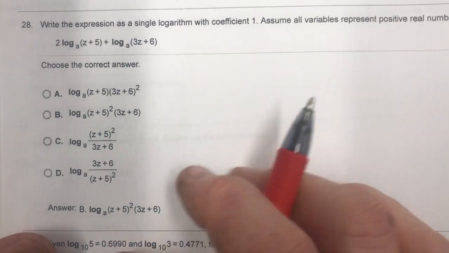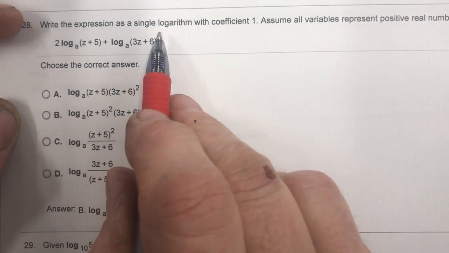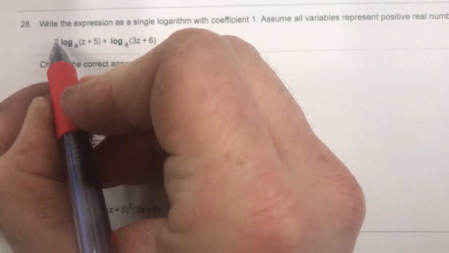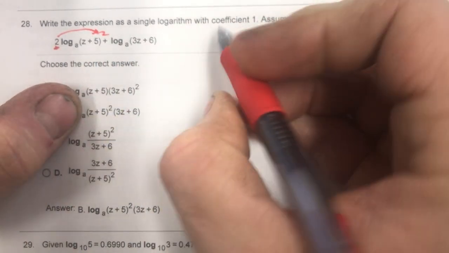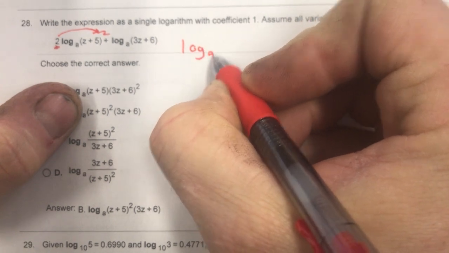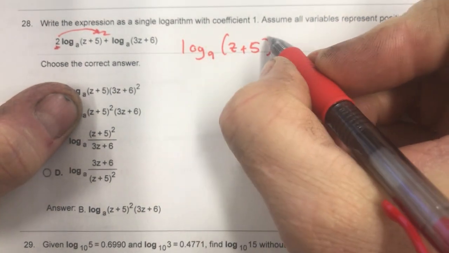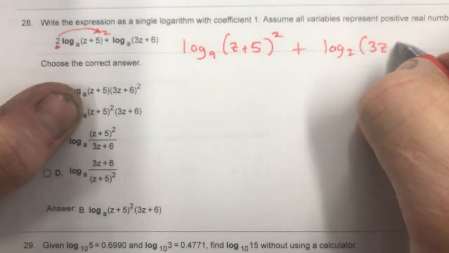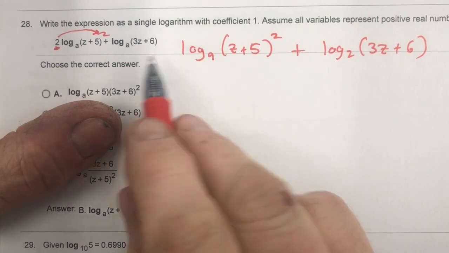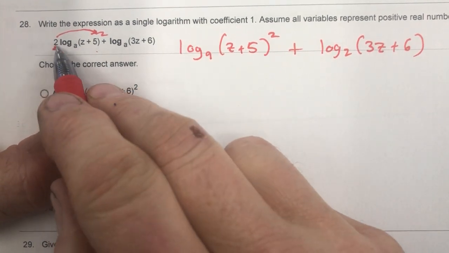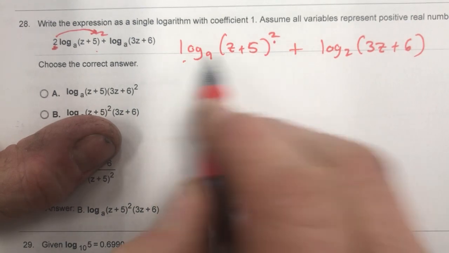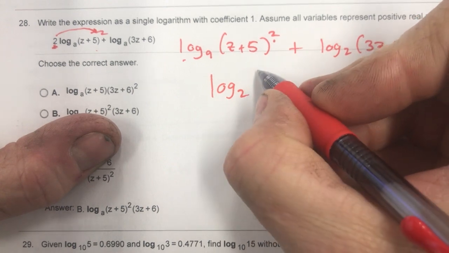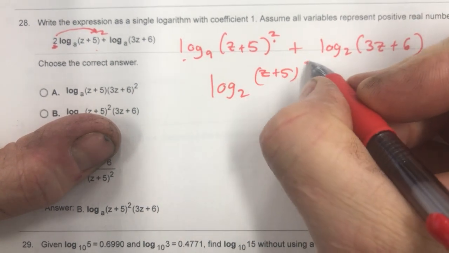28. Okay, write the expression as a single logarithm. All right, so we can't because we got a multiplier, so I got to change this multiplier to an exponent. So I've got log base A of z plus 5 to the second power plus log base A of 3z plus 6. Okay, I can't combine logs together like this with a multiplier, so I have to move it as an exponent. And now, since there's no multipliers, I can condense it down to one log base A, and I'm going to have z plus 5 squared on top.